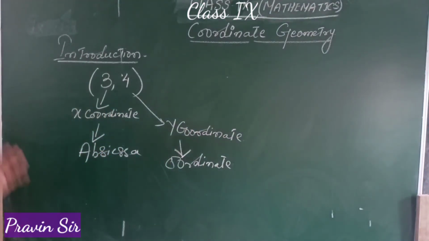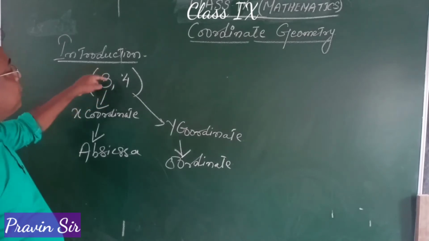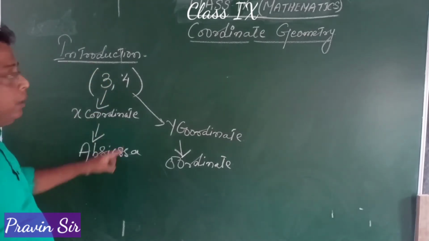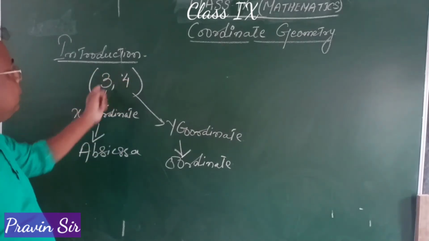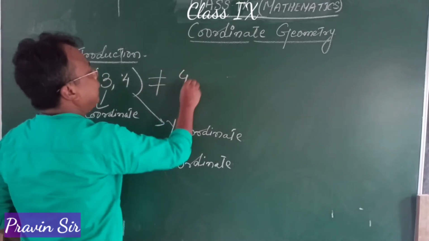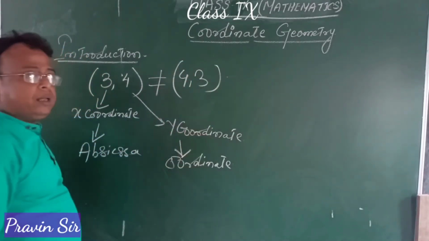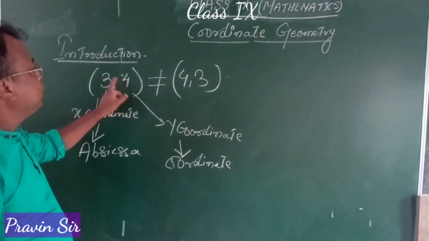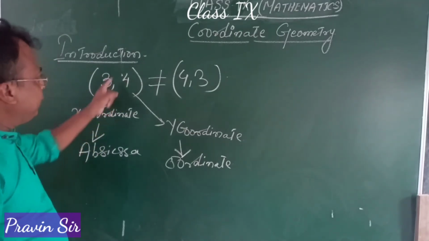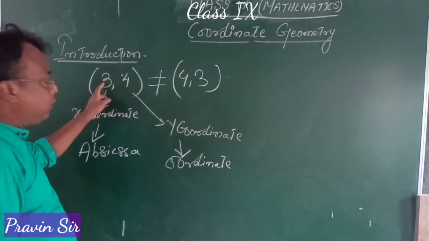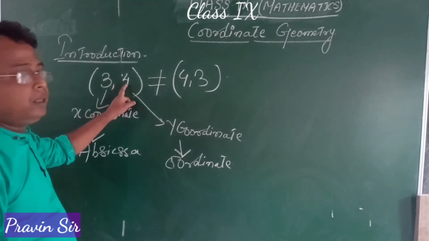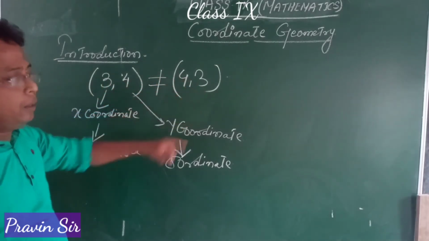Now, always remember, in the first place we always write the X coordinate. (3, 4) is not equal to (4, 3). Like this. Always you have to write the X coordinate first, then the Y coordinate. You cannot write the Y coordinate in the first place, and you cannot write the X coordinate in the second place. It is not equal. Okay, remember that.